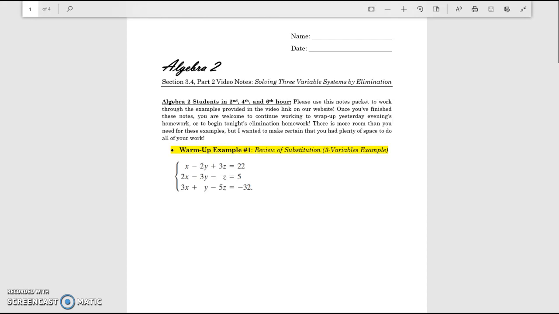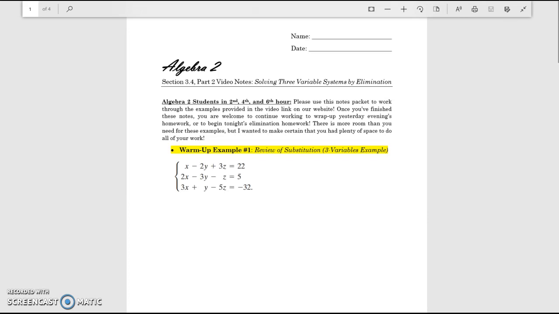So remember, I'm not checking last night's homework until tomorrow, so if there are any problems that you didn't have a chance to finish last night, this is another opportunity to see how to approach those problems and to practice them this evening because you won't have too many new ones to take home today as well.